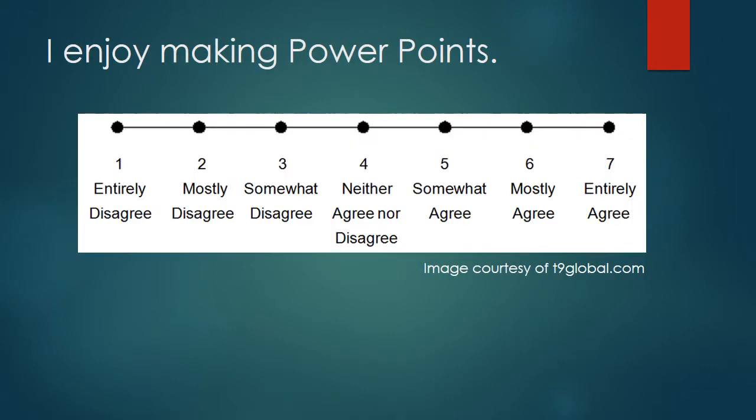So this first one, I tried to find a little humor. I enjoy making PowerPoints. You want to find a positively worded statement. Typically, Likert used 5 anchors on his scale. This one has 7. And I would say personally that I would mostly agree with the statement that I enjoy making PowerPoints.